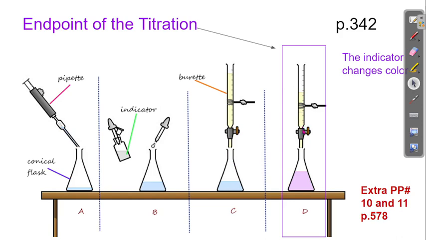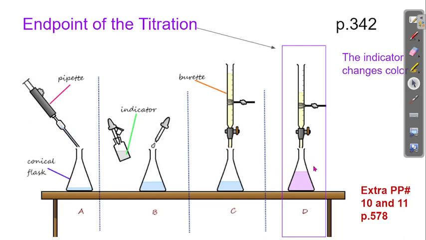You keep dropping drops until it changes color. Then you stop, and you read the difference between where you are here and where you started. And this is the volume that you use to do the titration. And those two, the concentration and the volume that you use, will help you find out the concentration of the unknown. In this case it was a base.